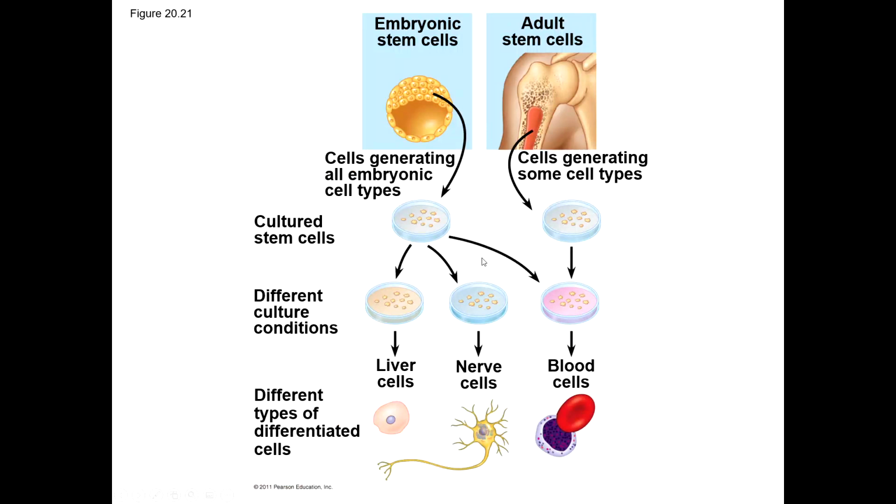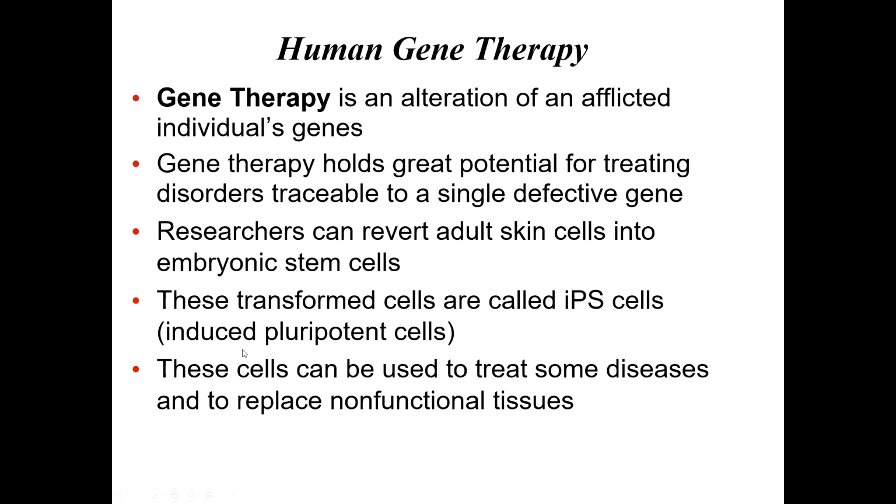So with embryonic stem cells, again, you can just take those embryonic cells, and you can actually manipulate that DNA in order to become those cells specifically, liver cells, nerve cells, whatever. Adult stem cells, on the other hand, are from your bone marrow, and they are designed only to form blood cells, whereas embryonic stem cells are designed to form all different kinds of cells, as I mentioned. So this brings us to this idea of human gene therapy. So gene therapy is an alteration of an afflicted individual's genes.